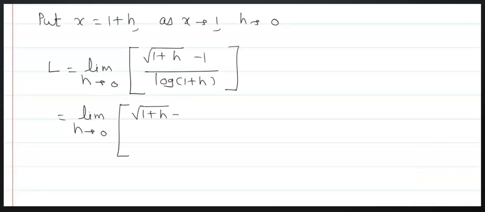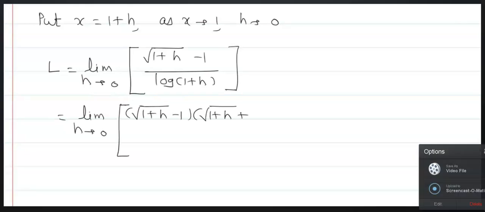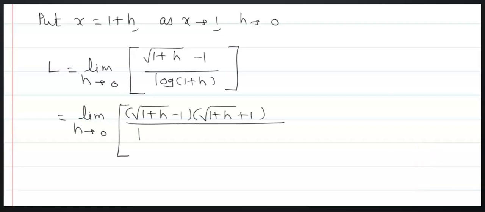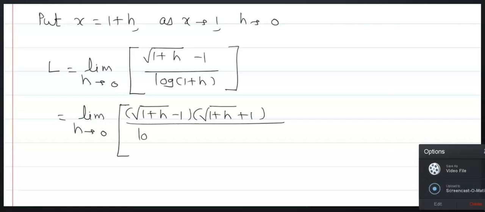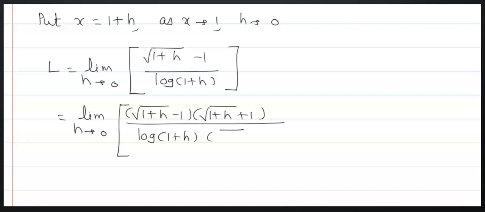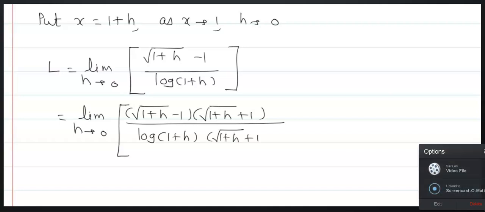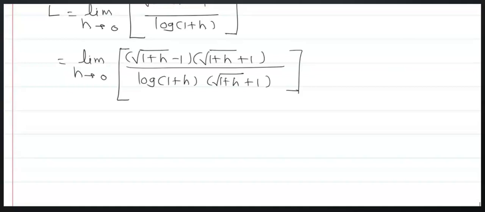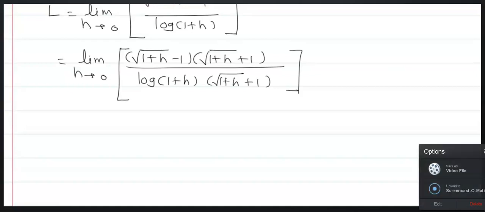Limit h tends to 0, root of 1 plus h minus 1, multiplied numerator and denominator by root of 1 plus h plus 1, upon log of 1 plus h into (root of 1 plus h plus 1). Now evaluate this. Root of 1 plus h minus 1 times root of 1 plus h plus 1 means what? 1 plus h minus 1.